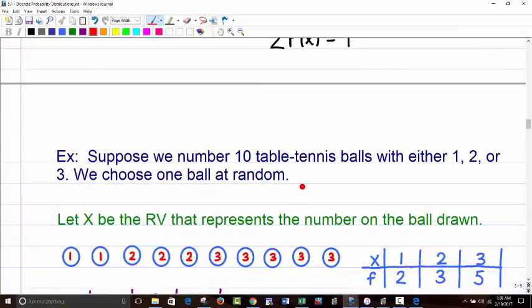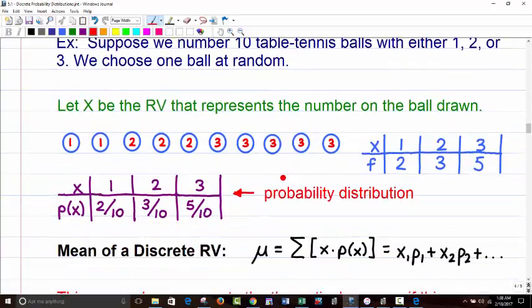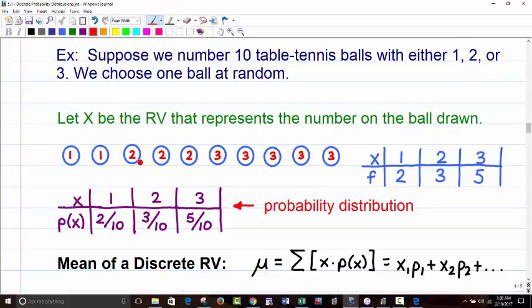Okay, here's one. Let's say I just took some table tennis balls, put a Sharpie on them, and wrote down numbers. I wrote the frequency distribution over here, but you can kind of ignore that. Just come right down to here. There's 10 of them. I wrote 2 1s on there. I wrote 3 2s. I wrote 5 3s.